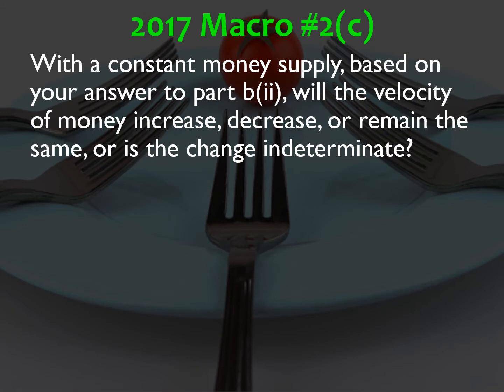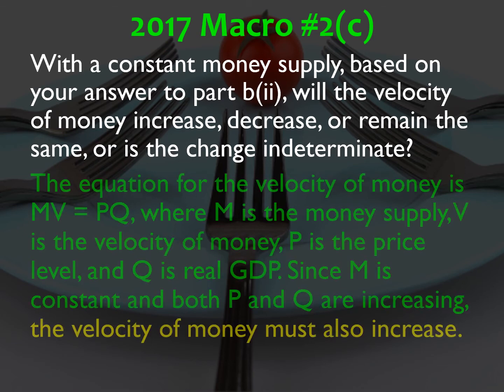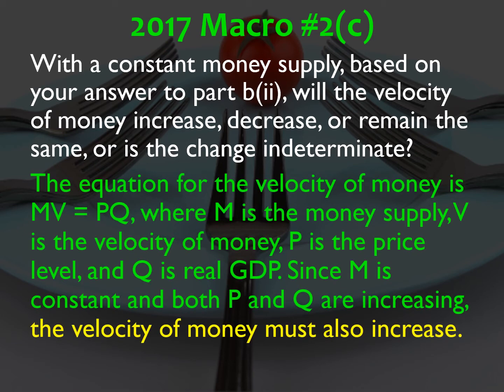C, with a constant money supply, based on your answer to part B2, will the velocity of money increase, decrease, or remain the same, or is the change indeterminate? So the formula is MV equals PQ. M is the money supply, V is velocity, P is price level, and Q is real GDP. We know M is constant, and we know that the increase in aggregate demand caused both P and Q to increase. Since both P and Q increased and M is constant, V will also have to increase.